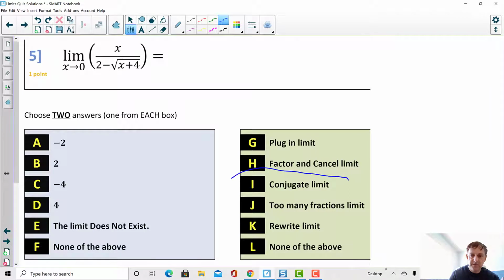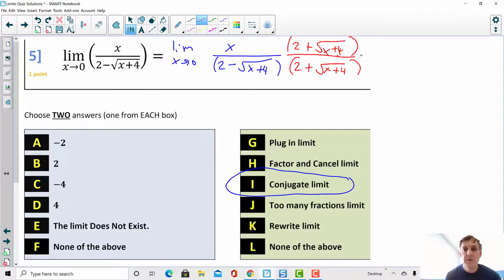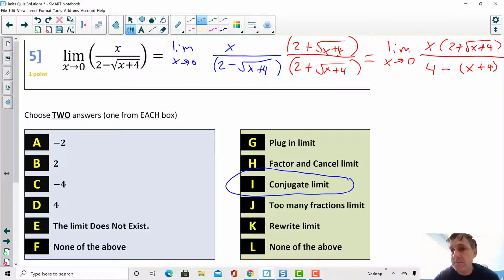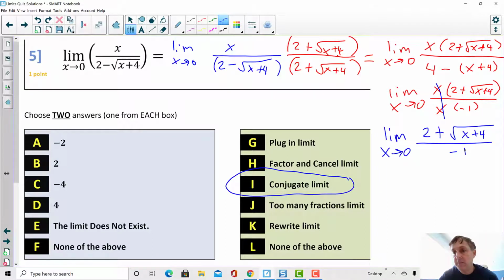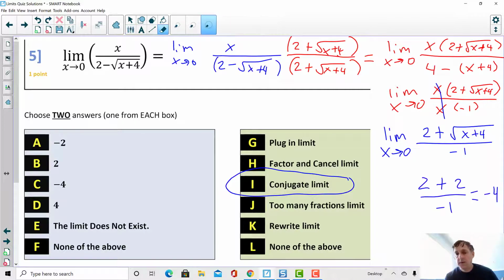Okay, this type of limit is a conjugate limit. We're going to want to multiply by the conjugate of the bottom. Here we're going to leave the top, multiply out the bottom. Then we can simplify the bottom. We can cancel the x on the top and the bottom. And now it's kind of a plug-in limit. You can plug the 0 in, and you get negative 4 as your answer.